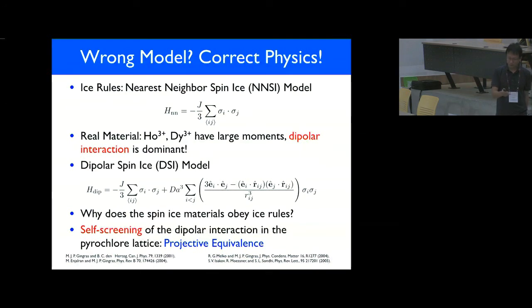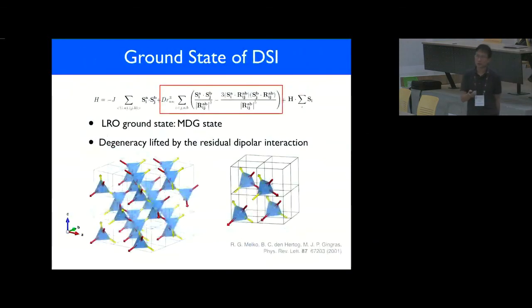But when the temperature is lowered, something actually happens, because there's still some residual dipolar interaction which is not included in this projective equivalence. So all this residual dipolar interaction will actually lift the degeneracy. And so for the dipolar spin ice, this is what's called an MDG state. It's kind of an anti-ferromagnetic ordering state. And this is a state selected by the dipolar interaction from this massive degenerate manifold.